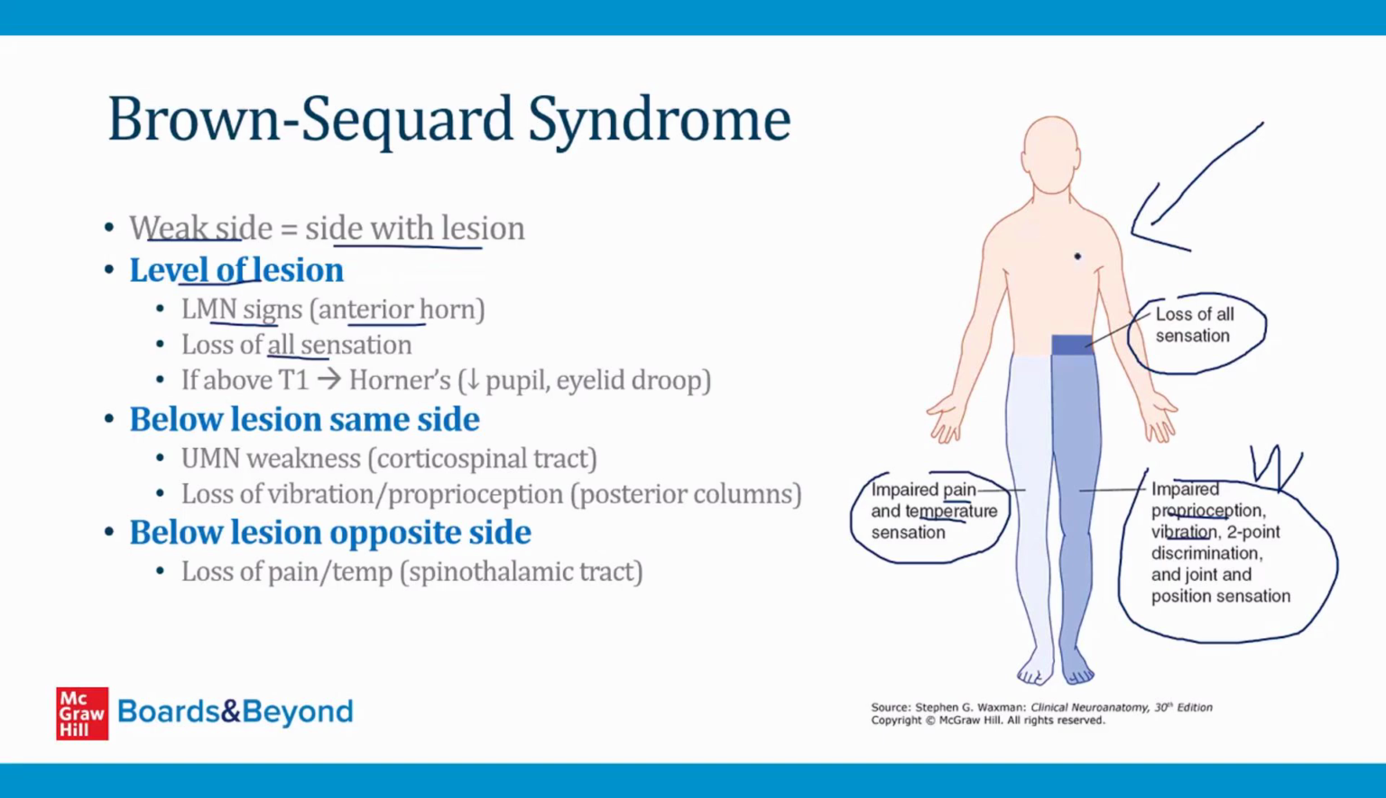And then just an aside, but if the lesion is up here above T1, you can also lose those lateral horn cells, which are part of the sympathetic nervous system, and that can lead to Horner syndrome with pupillary diameter changes and eyelid droop and all the things I talk about in other videos.